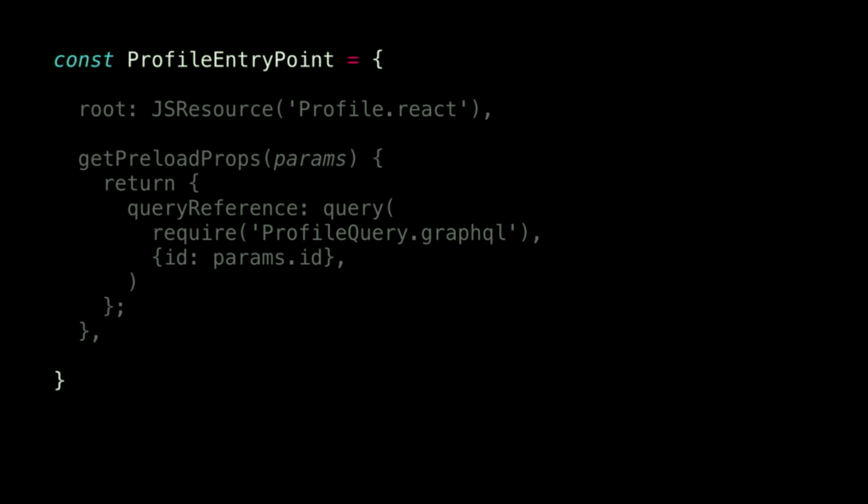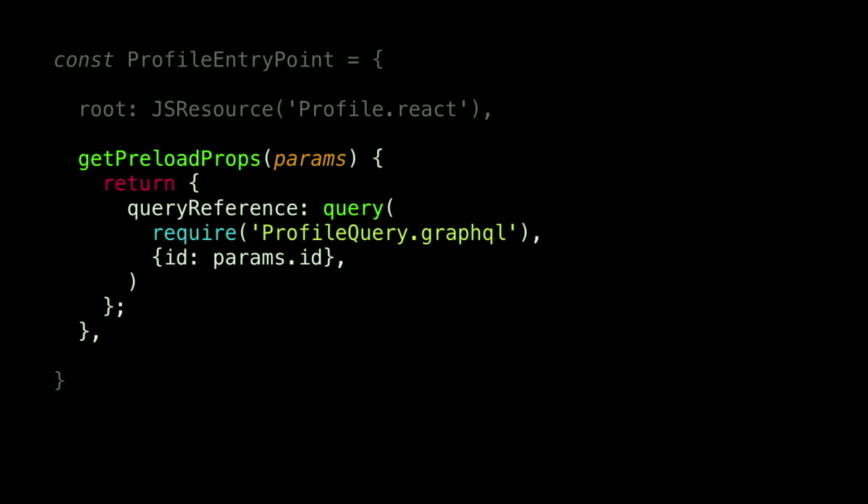So an entry point kind of gives us that, a description of that. The root property is the root component that we want to show, so the profile page in this example. And this JSResource call here is our internal API for bundle splitting. So this is just giving me an object that I can use to download this code when I need it.